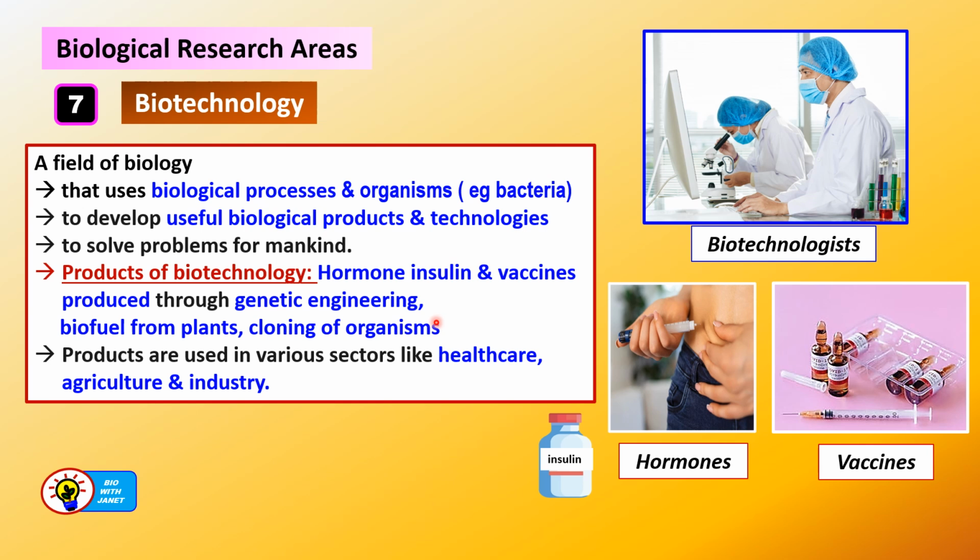And then vaccines produced through genetic engineering, like through bacteria that are modified. And then biofuel from plants, okay, that means these plants can produce fuel that can power the vehicles, but it's produced from plants, so it's by natural means. And then cloning of organisms, in which identical copies of a living organism are produced, right, through the process of cloning. Products are used in various sectors like the healthcare, agricultural and industrial sectors. Right? For example, hormones and vaccines are used in healthcare.